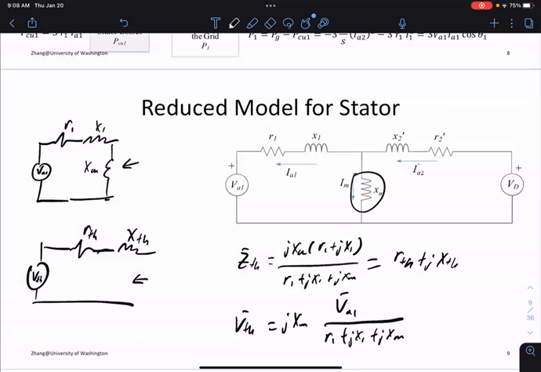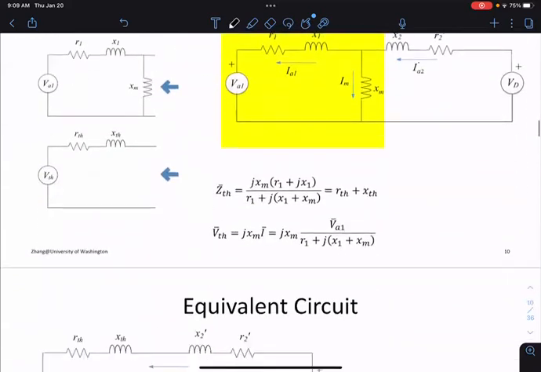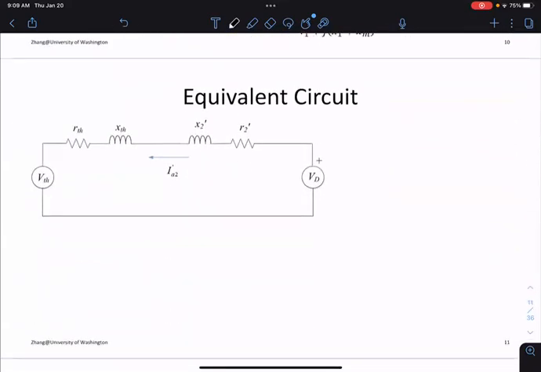Any questions about the Thevenin equivalent circuit? Okay, so again, just remember these equations. This is not something you want to derive in real time. After this Thevenin equivalent, if you look at the equivalent circuit, things are very simple, because now you can combine the R's and X's.